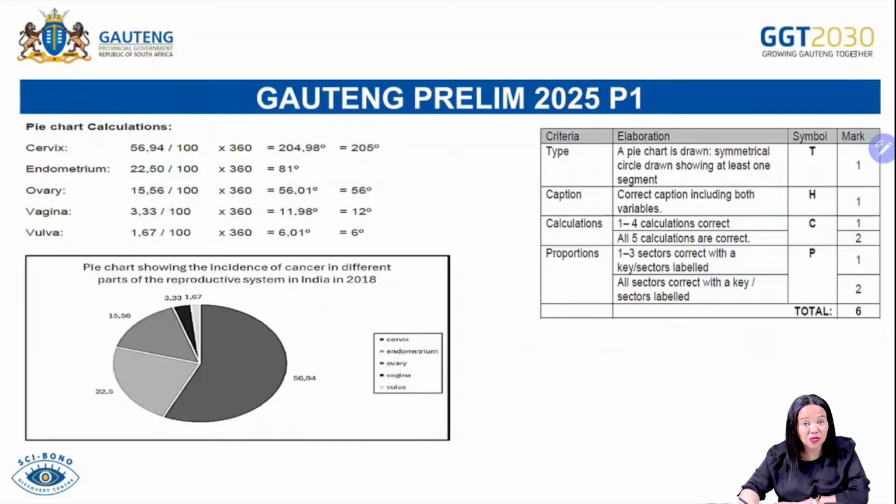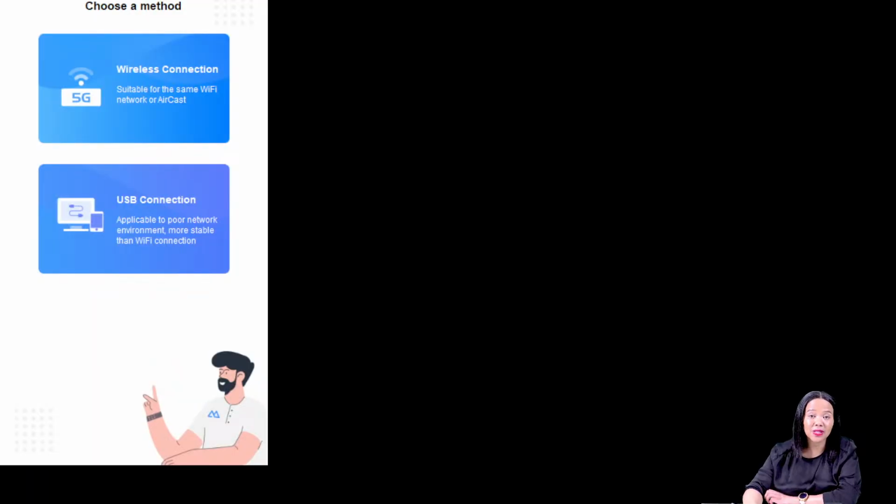If only 1 to 4 calculations are correct, you're only going to be awarded a mark. Remember, grade 12s, if your calculations are incorrect, automatically you are not going to be awarded marks for proportions, because the minute your calculations are incorrect, that will translate to saying your proportions are also going to be incorrect. So remember, when going to write on the 14th and on the 17th, remember all the necessary tools that you need: your pens, preferably a blue pen, your calculator, your compass and your protractor.